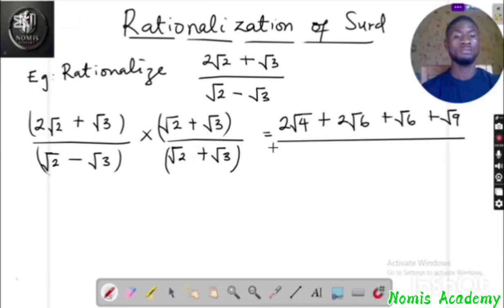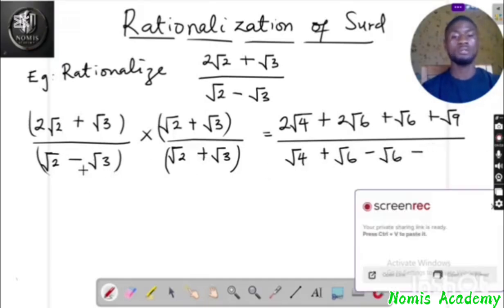So all divided by root 2 multiplied by root 2, which will be root 4. Root 2 multiplied by root 3 will be root 6, that's plus root 6. And then minus root 3 multiplied by root 2 is minus root 6. And minus times plus is minus. Root 3 multiplied by root 3 is root 9.